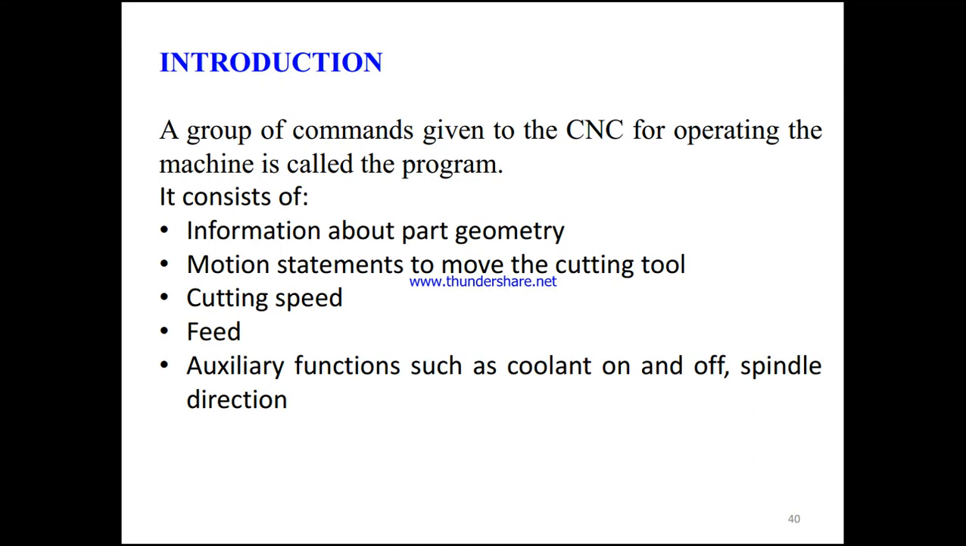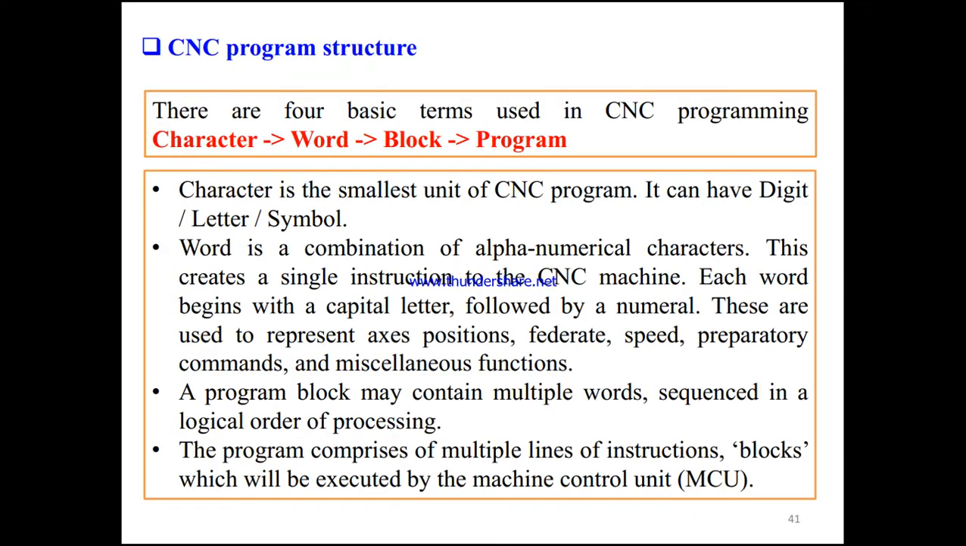So what does it consist of? It consists of information about the part geometry. It consists of the motion related to the movement of the cutting tool, the cutting speed, the feed, and the axis of rotation, as well as auxiliary functions such as coolant on or off and spindle direction. Everything is given by this program to run the machine. So that is what CNC programming is.